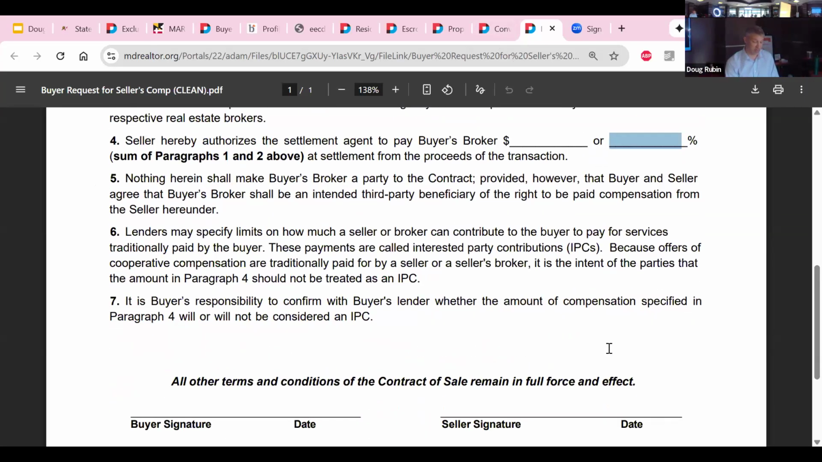And if they sign off, that's what you get paid. Now, importantly, remember, if you charge 3% and the seller's only offering 2.5%, you should still be asking your buyer to give you that extra 0.5%. That's what they committed to.